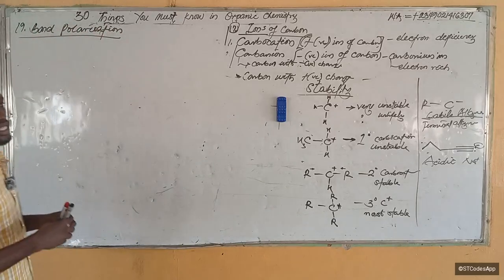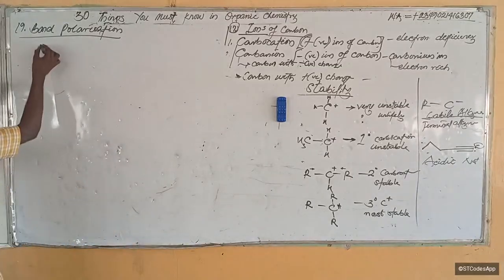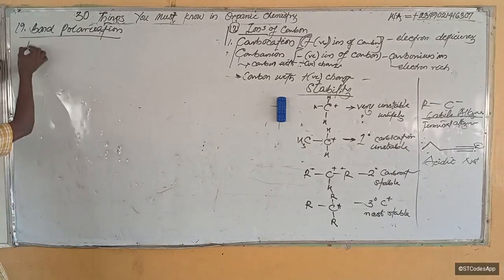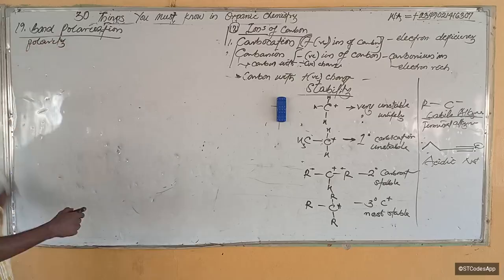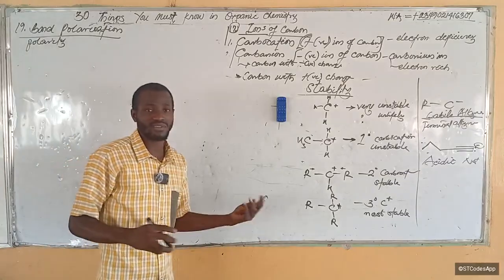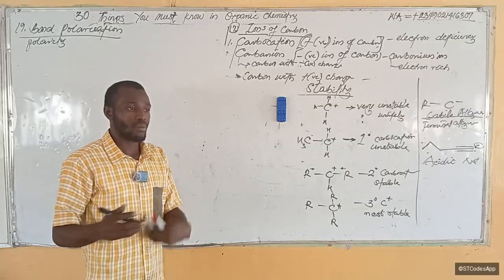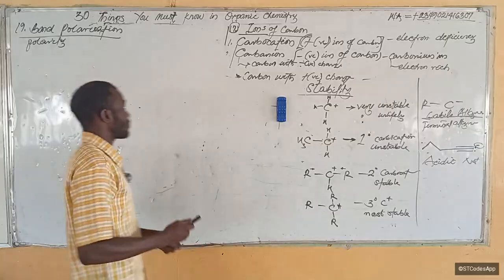Bond polarization is simply a dipole induced, or polarity induced. Now, what is polarity first? Polarity simply means two poles, a positive and a negative pole. That's how to think about it, and that is the way you can remember it. Polarity simply means there are two poles, a positive pole and a negative pole.